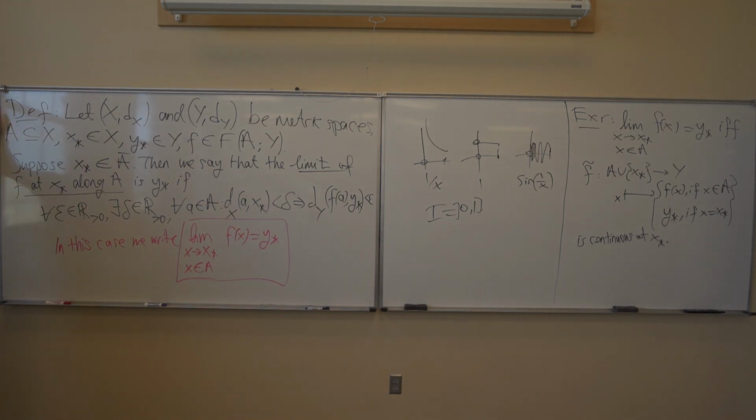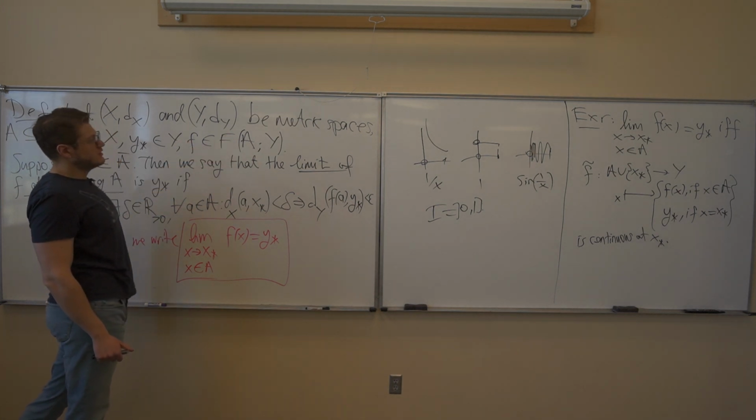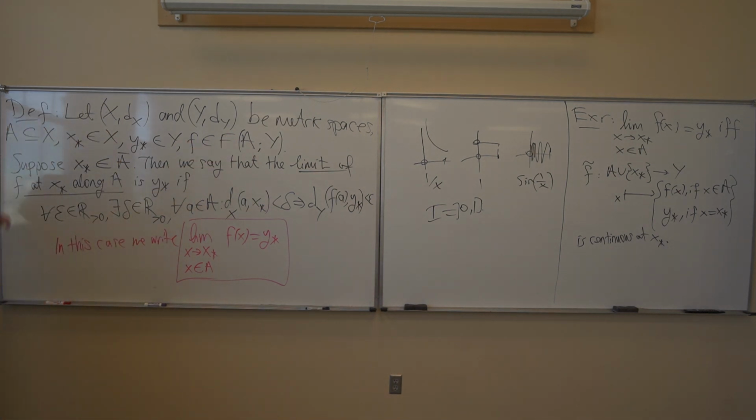I'm going to take two metric spaces, X and Y. I'm going to take a subset A, and 2 points, x star and y star. x star in X, y star in Y. And I'm going to take f to be a function defined only on A. Now note that at this point, I'm not saying anything about whether or not x star is a point in A. So maybe f of x star is well defined, maybe it is not well defined, okay?